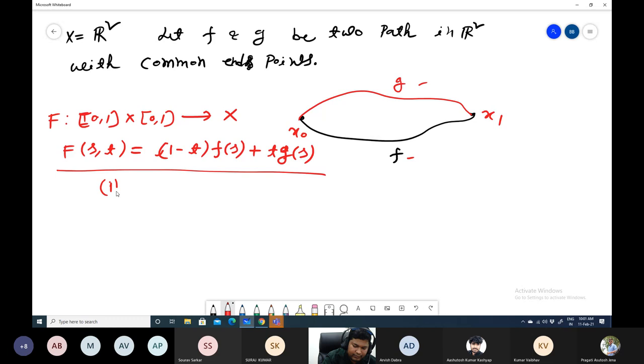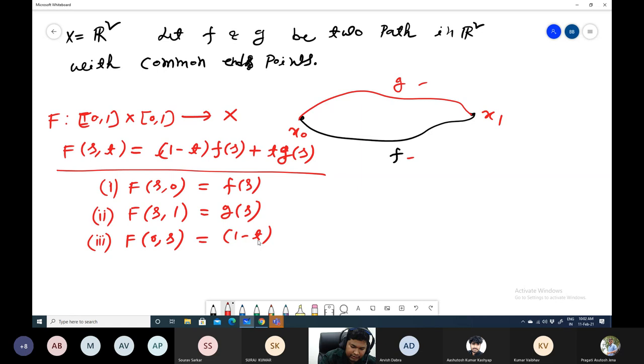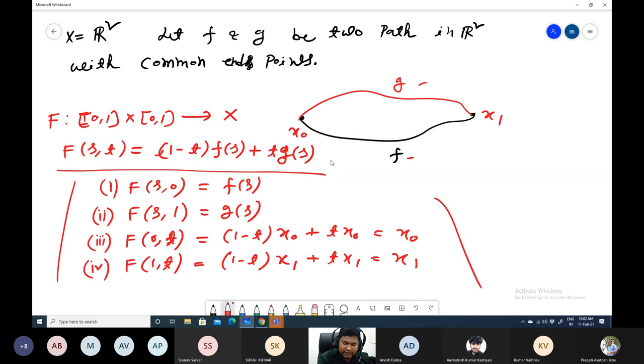Now, other conditions are trivial, right? Because F of s comma 0, if you put t equal to 0, then that will be f of s. The second condition is F of s comma 1, if you put 1, that will be g of s. If you put F of 0 comma t, then that will be (1 minus t) f0, f0 is x0, plus t x0. So that is my x0 only. And the fourth one is F of 1 comma t, that is again (1 minus t) f1, f1 is x1, plus t x1, so that is again x1, right? So these conditions are fine. The only thing is you have to show that it is continuous. Now can you see that it is a continuous function?